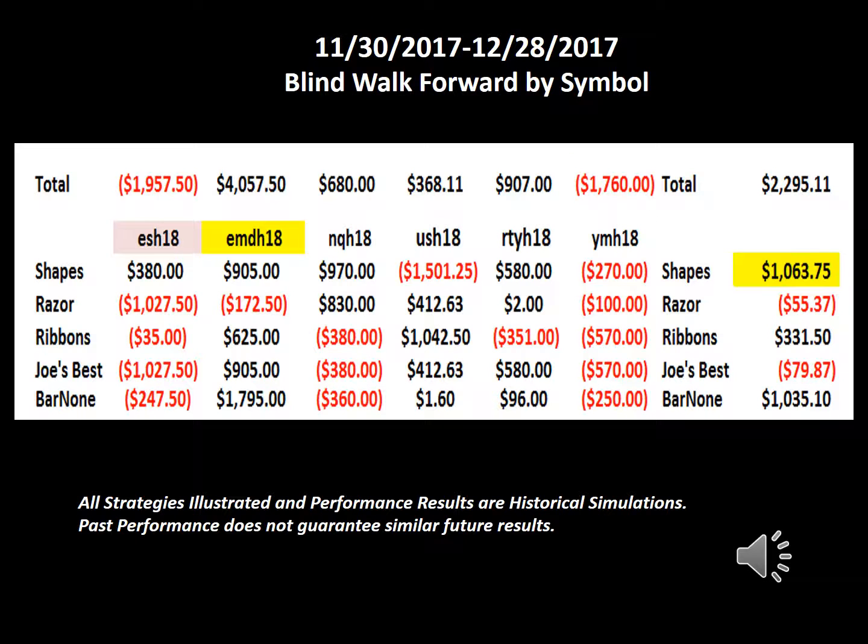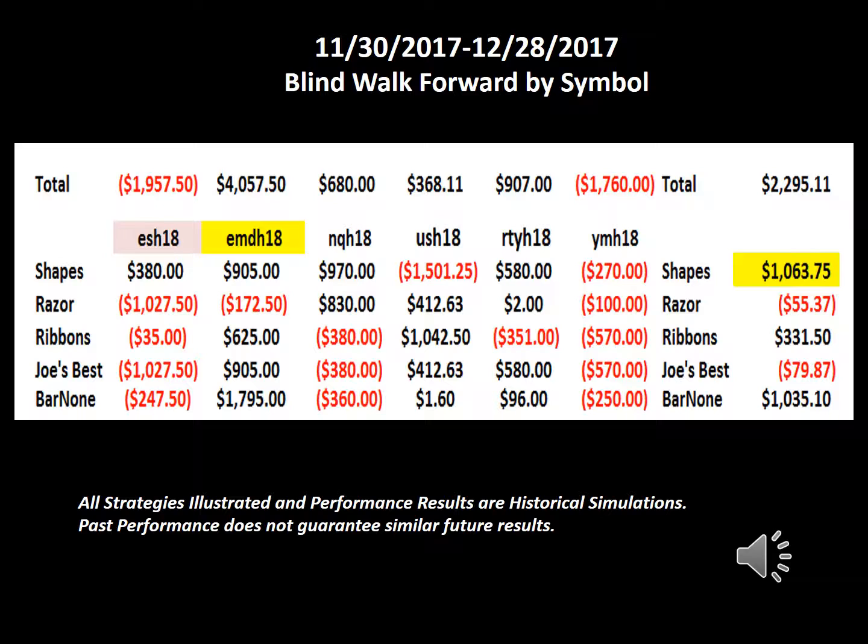Now, to me, this is the most informative slide in the presentation, and I'll spend a little more time on it. So we can see, for instance, the E-mini as a group. If you would have done all of the 5 iterations of the E-mini, you'd be down 1957. Of course, you remember Joe's Best is counted under the Razor and Joe's Best, so you're doing that twice, and you probably wouldn't. You'd probably just do the Shapes, the Razor, the Ribbons, and the Bar None. But that's the way it's presented.